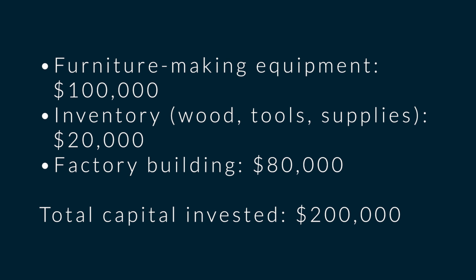Now, the first thing we need to understand is what exactly is the cost of capital employed? How much are they putting in? Because that becomes the investment, and from that we need to get 20% of whatever. In this case, we have furniture making equipment, which is $100,000. Inventory, like wood, tools, supplies, $20,000. Factory building, that is $80,000. So the total capital invested in this case is $200,000.